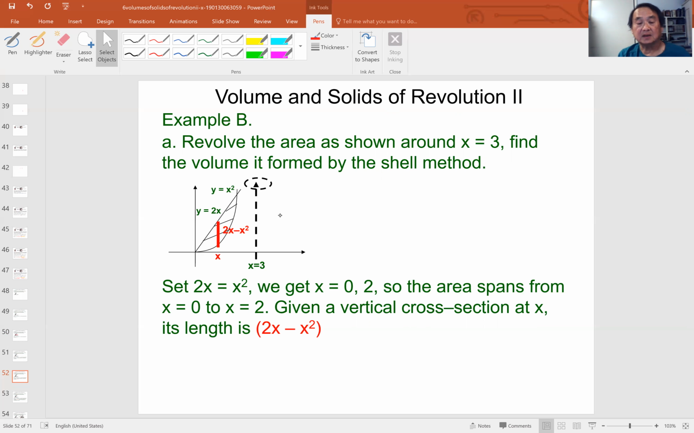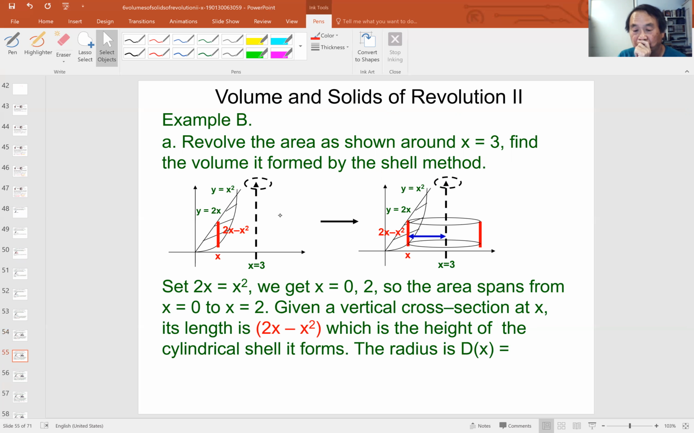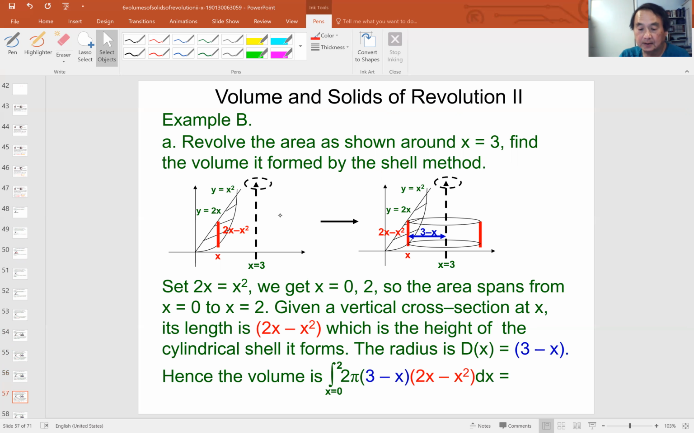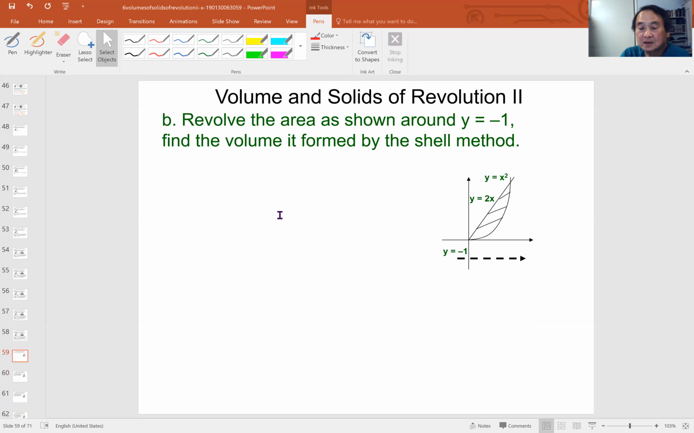What's the distance to the spinning axis? On the right-hand side, x equals 3. So for anything with an x, subtract from the right-hand side: 3 minus x. So the radius is 3 minus x. And therefore, the volume is going to be the integral of 2 pi times the radius times the height times dx. Integrate that.